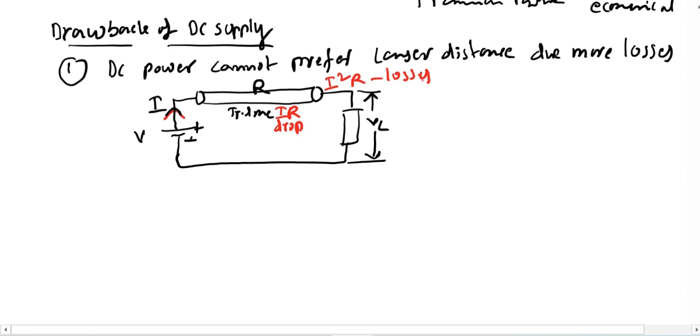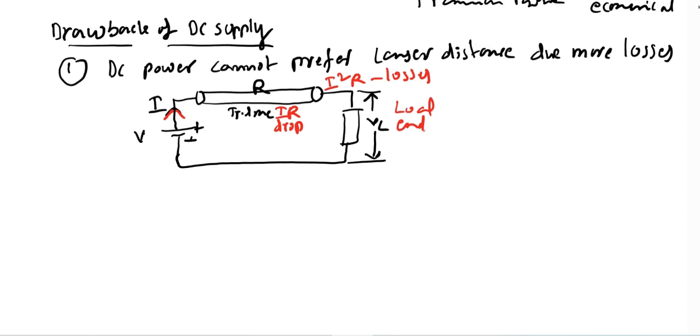So if my I square R losses are more in case of a DC system, then more losses occur in the transmission line. Obviously at the receiving end, at the load end, you are going to get a very small amount of power. So that is one disadvantage of DC circuits, you cannot prefer them for longer distance.